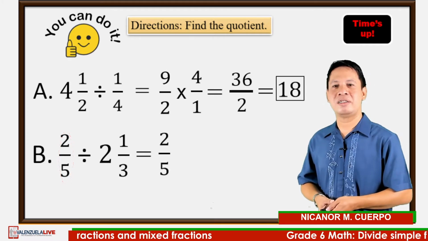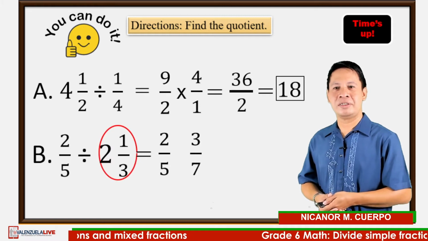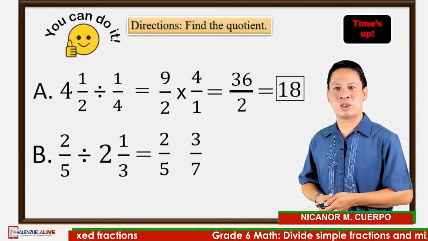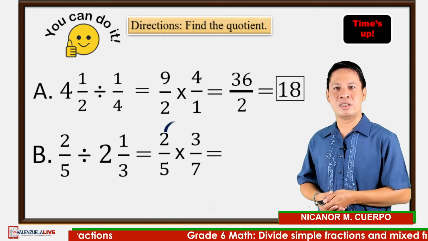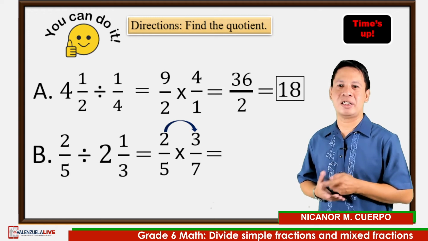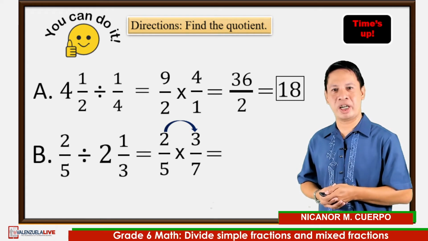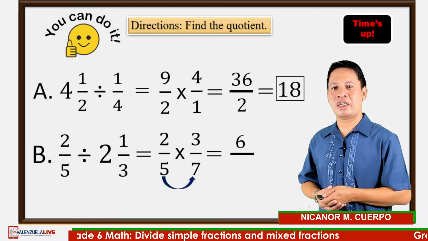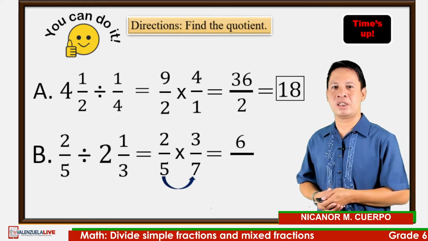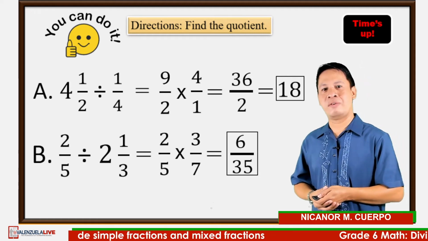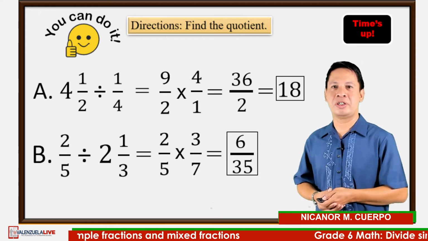Copy the dividend. Change the mixed number to improper fractions, then get the reciprocal of the divisor, then change the operation sign, then multiply the numerators. 2 times 3 will give you 6. Then multiply the denominators. 5 times 7 will give you 35. Okay, so our answer is 6 over 35.